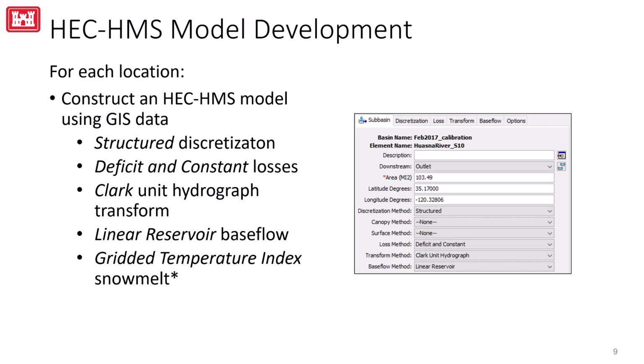The same modeling techniques were used for each location. This consisted of structured discretizations, deficit and constant losses, Clark unit hydrograph transforms, linear reservoir base flow, and gridded temperature index snowmelt when required. Again, this was only required if a location was appreciably impacted by snowmelt.